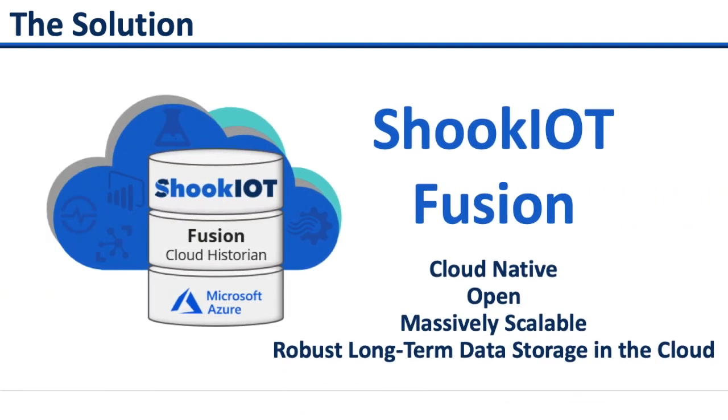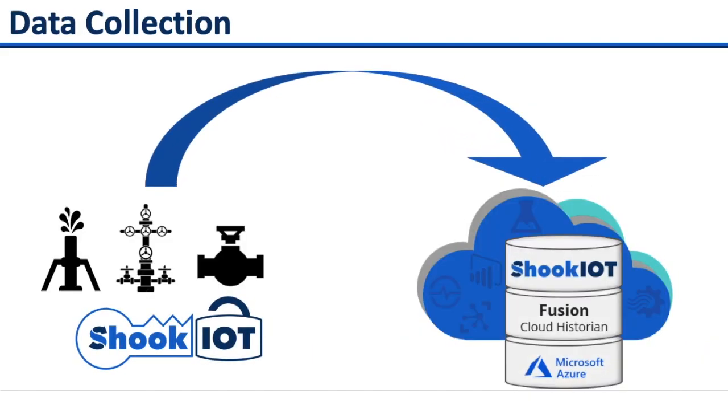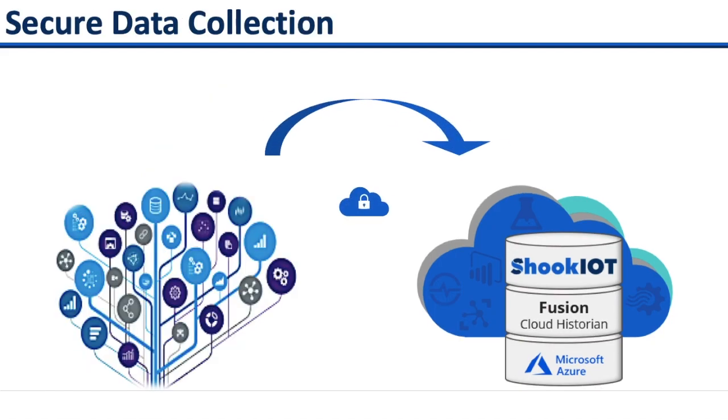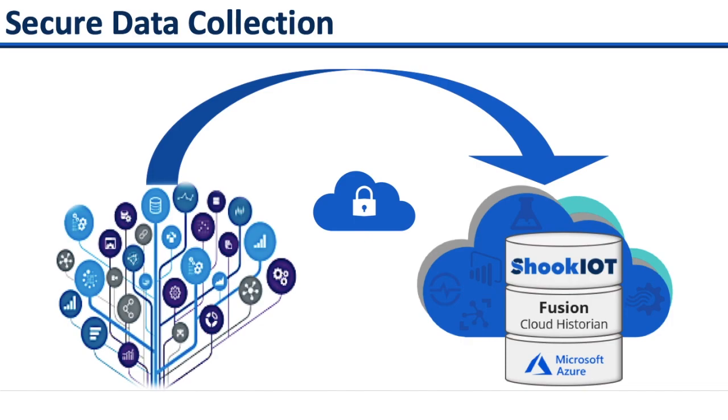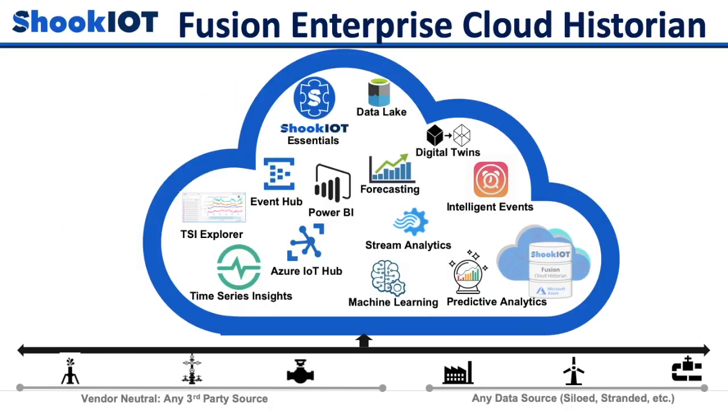ShookIOT Fusion, which provides unlimited opportunities, allowing users to request data based on their context, whether it be equipment processes, areas, or functions. Oil and gas asset data is unlocked and collected from multiple systems or sources, whether it be siloed, stranded, or data deemed cost prohibited. Everything then goes to the secure Microsoft Azure IoT Hub at the lowest cost and easiest to integrate, maintain, and use. ShookIOT Fusion Cloud Historian accelerates and enables third-party software.